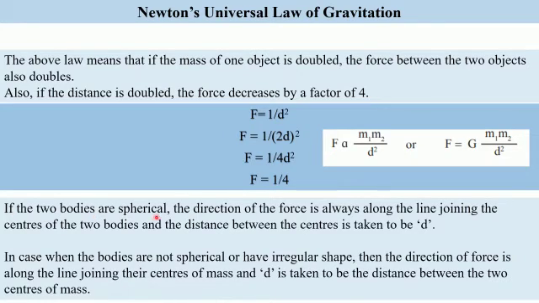If the two bodies are spherical, the direction of the force is always along the line joining the centers of the two bodies, and the distance between the centers is taken to be d. In case the bodies are not spherical or have irregular shape, then the direction of force is along the line joining their centers of mass, and the distance d is taken to be the distance between the two centers of mass.